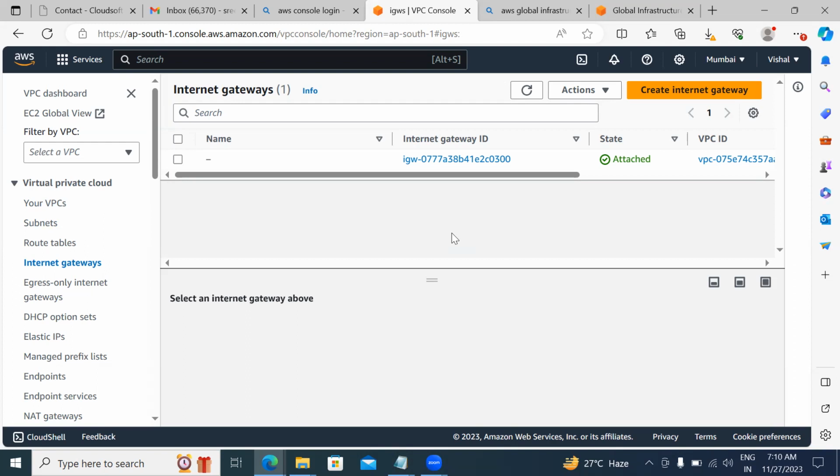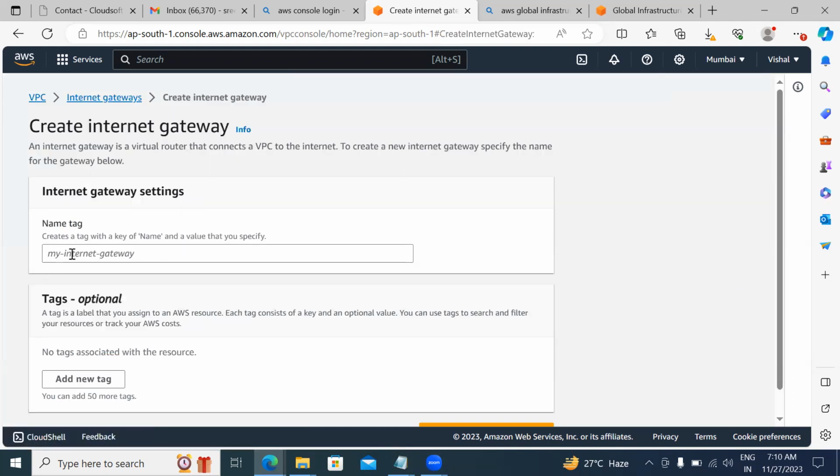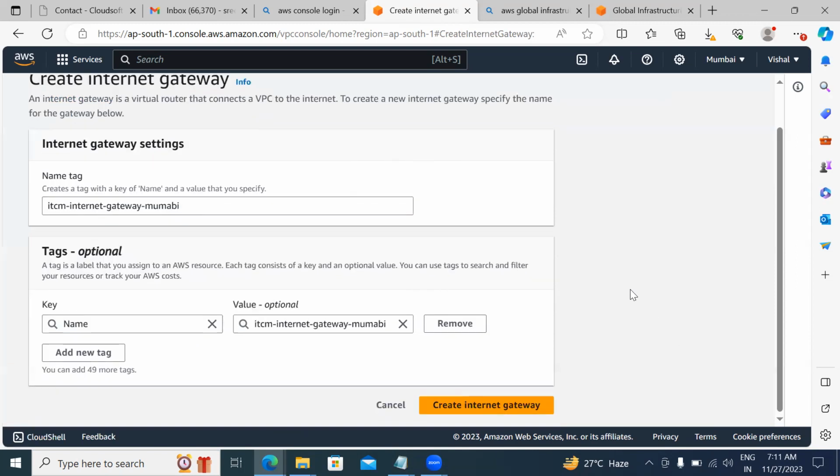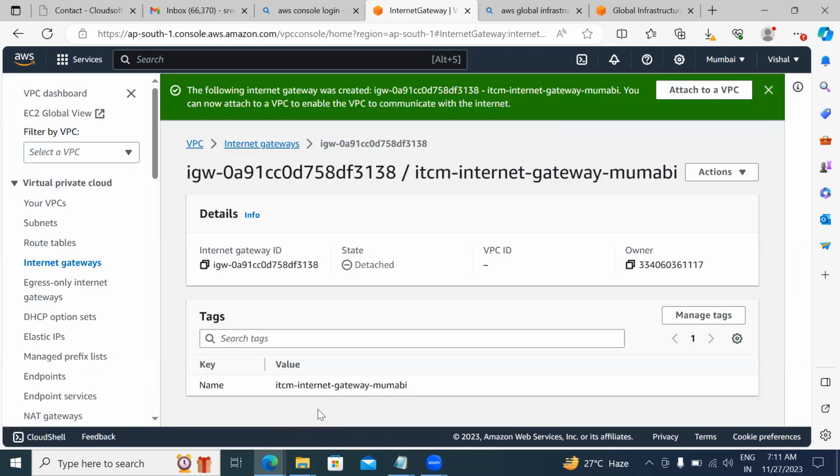So here I'm going to create one internet gateway. I'll give it any name, ITCM internet gateway. If you want, I can give Mumbai also, as per my company naming conventions. Here the tag already comes by default. So one internet gateway has been created, right?